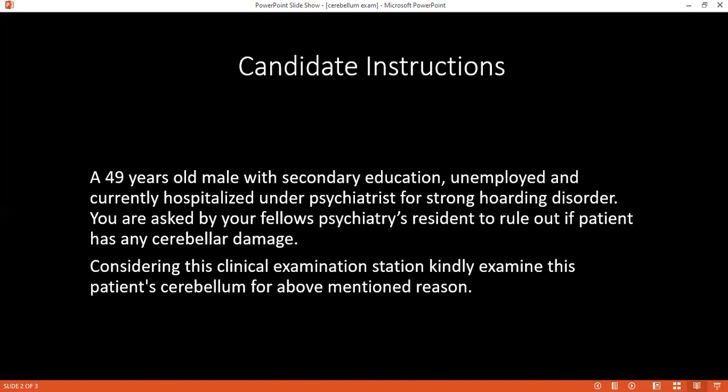Okay. After entering the room, I'll wash my hands and introduce myself to the patient and confirm the name and age of the patient. Then I'll take permission from the patient to examine his nervous system and reflexes by looking, feeling, and moving the arms and legs. And I'll examine the patient in a standing, sitting, and lying down position.